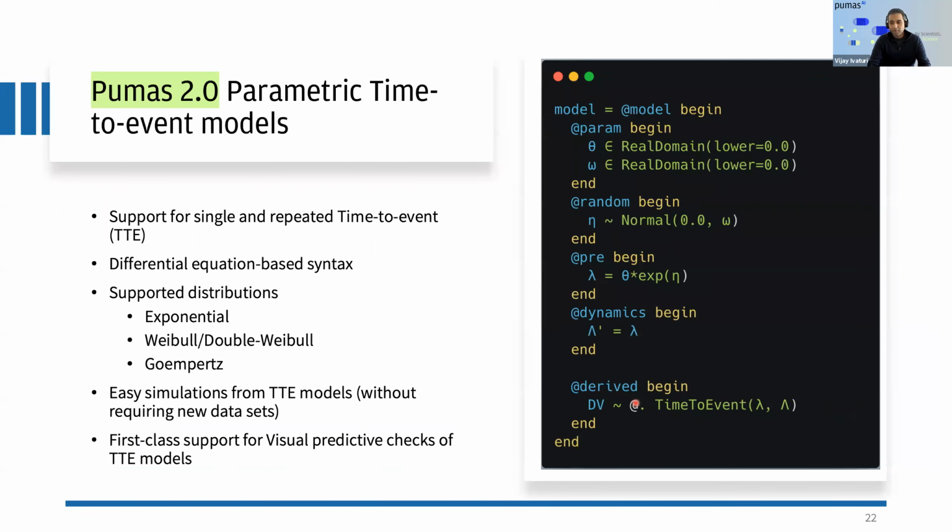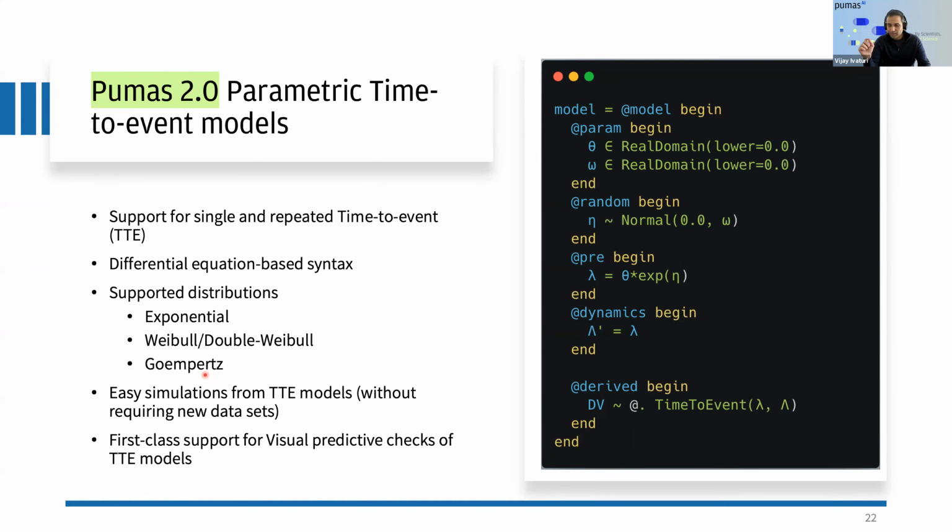Starting with 2.0, we have first-class support for parametric time-to-event models, both single and repeated time-to-event models. It's a differential equation-based syntax where you can code your cumulative hazard. And we support multiple distributions: exponential, Weibull, double Weibull, Gompertz, and more are coming in as we speak.